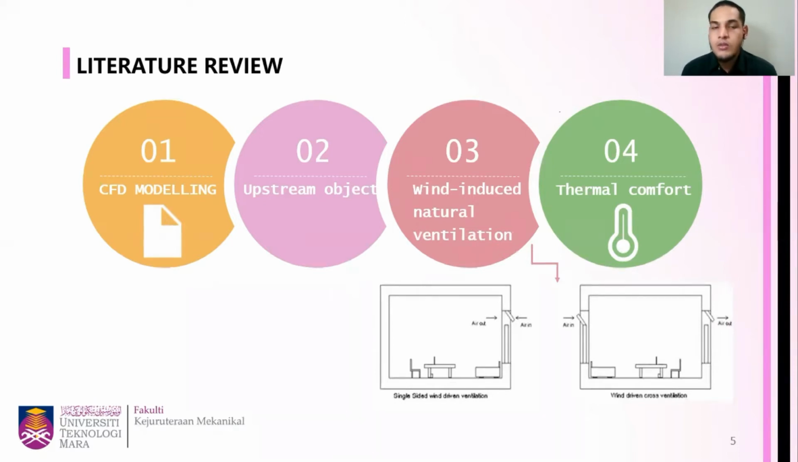Next, we will go through the upstream object. The effect of nearby buildings has lately been recognized as a critical factor in forecasting the ventilation rate of buildings in modern cities. The effect of the surrounding buildings, known as the sheltering effect, was studied using CFD features. This is because the rate of natural ventilation is unpredictable owing to the significant effect of building characteristics.